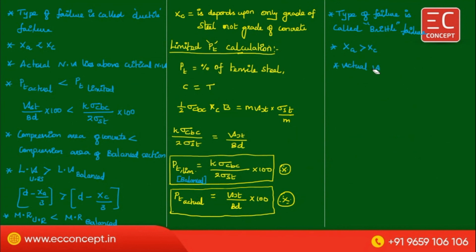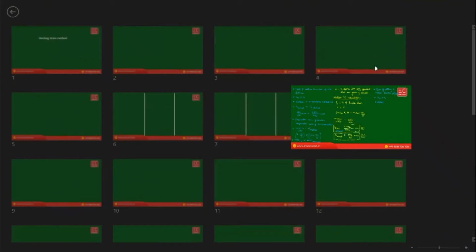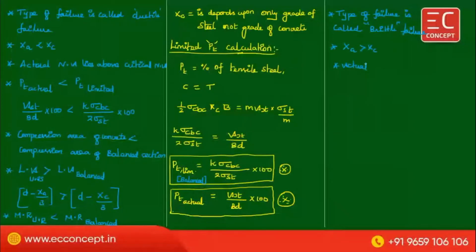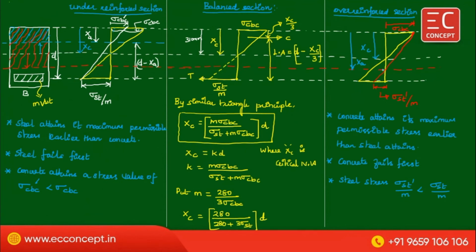Now, the next point is you can write: actual neutral axis lies below critical neutral axis. So from the diagram, you conclude the actual neutral axis lies below the critical neutral axis.